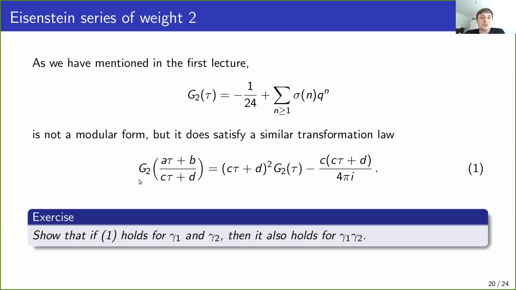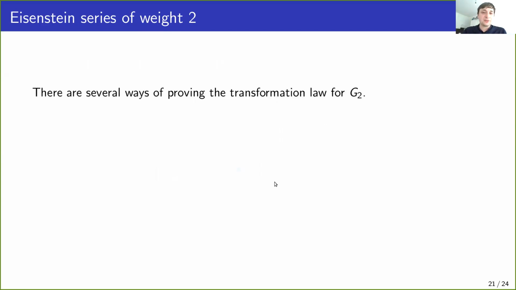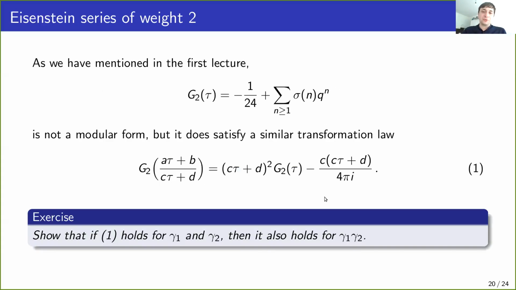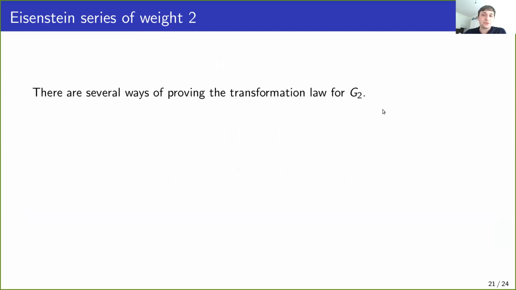One thing which is maybe not immediately clear from this formula is that, again, it's enough to check this identity only for the generators of the group. So it's again something I leave as an exercise. Once we know this, we actually have to prove the identity only for the generator S, since the function itself is given by a q-expansion, it's already periodic automatically. There are more than two ways, but I'll mention two ways of proving that G2 does satisfy this property, the transformation law.